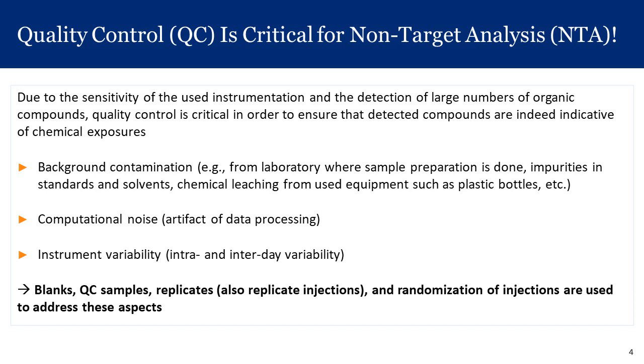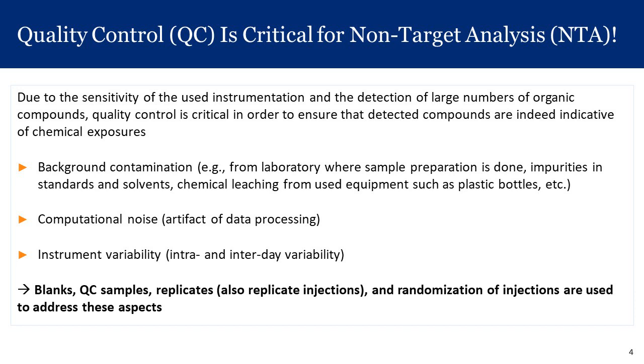Due to the sensitivity of these high-resolution mass spectrometers, we detect large numbers of compounds, and we really want to make sure, if we are thinking about exposures, for example, that we can, with a certainty as high as possible, say, okay, are these compounds really coming from the exposure, or is there a potential issue with background contamination? So for example, from the laboratory where the sample preparation is performed, potential impurities in any standards or solvents that are being used during this whole process. And then another aspect that is also important to consider is chemical leaching that can come from certain equipment, but also, for example, the plastic bottles that are used.